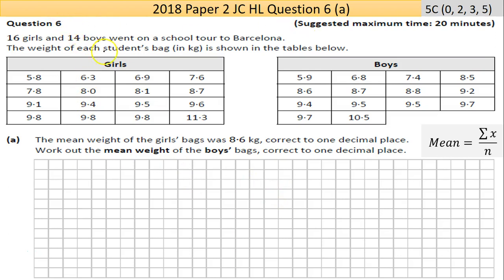So question 6 here, and 16 girls, 14 boys. So 16 plus 14 is 30, okay? It might be worth doing that particular sum. So 16 and the 14 equals the 30. I'm just doing that, I've probably secured an attempt by doing that.